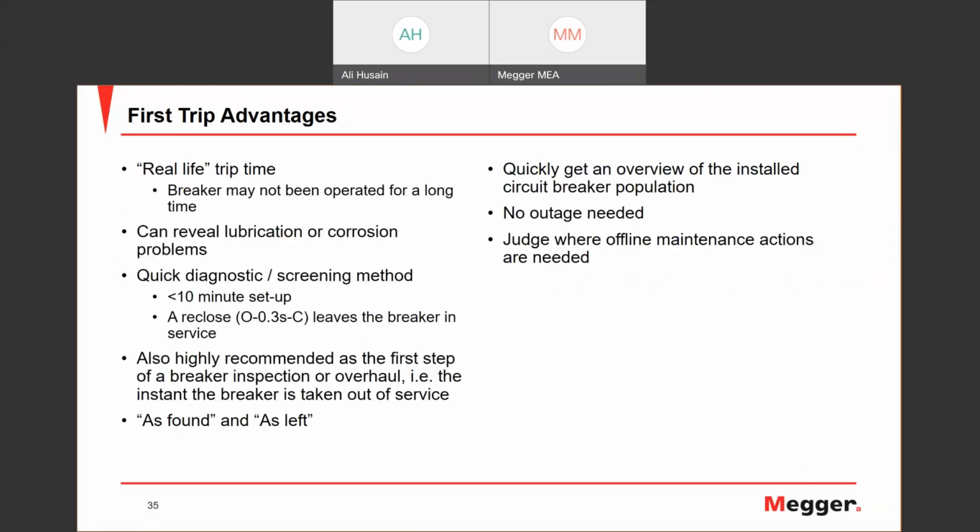If you have any lubrication or corrosion problem, it can be detected by this, because when you do normal conventional timing, during, for example, preventive maintenance or PM, usually everything is cleaned and all of that is done. Then you do the test and everything becomes fine. But if you want to see the real life time, you have to see it like this. So it is really recommended to do a first trip, especially for breakers that have been in service for a very long period of time.